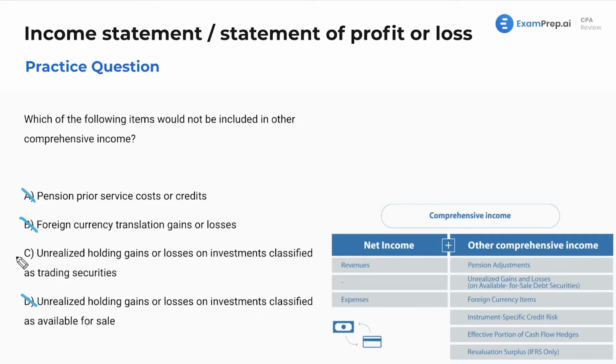And if you want to hear more about what those are, we'll be seeing those in our financial instruments chapter. And just like all these other items, we're going to be seeing these later on, although not necessarily pension adjustments, as that got cut from the exam. But foreign currency items, there's a chapter for that. Cash flow hedges, chapter for that. All of this we'll see later on.